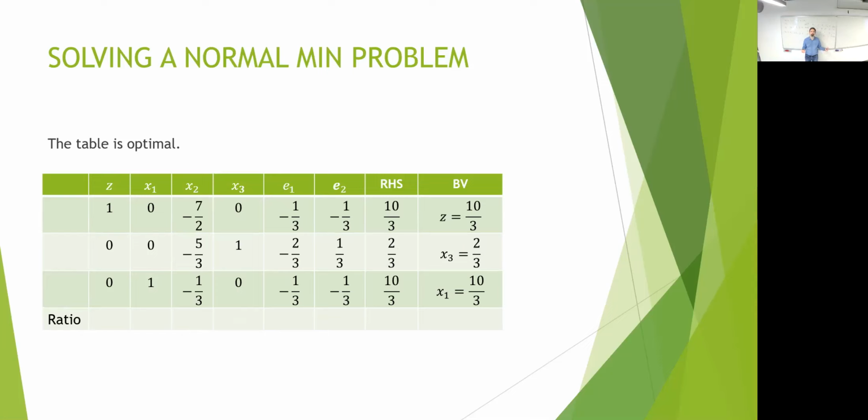because all top row values are negative or 0, except the right-hand side value, of course, and all right-hand side values for the constraints are positive. So there are no negative right-hand side values left, so I don't need to do any more iterations. This is the optimal table.